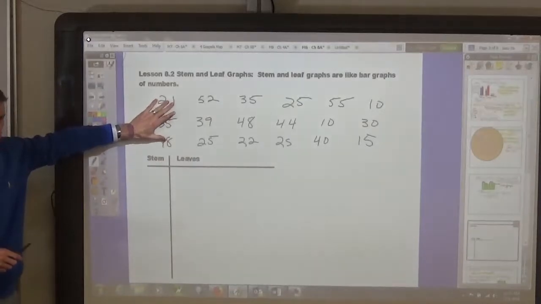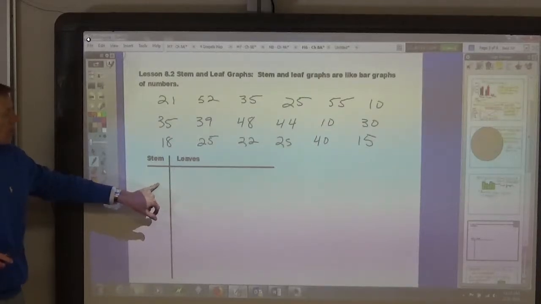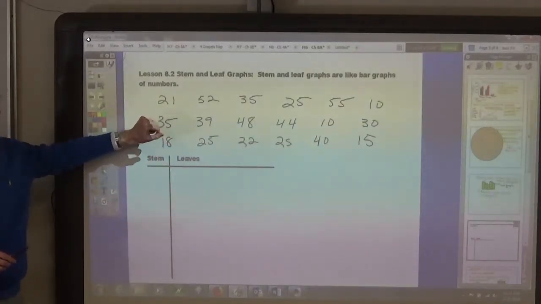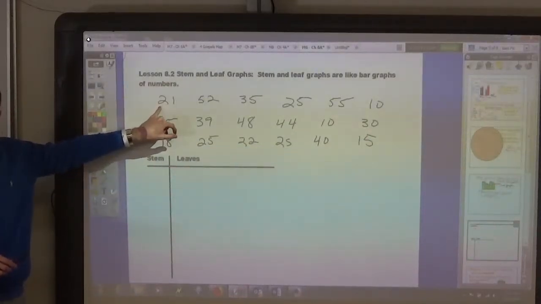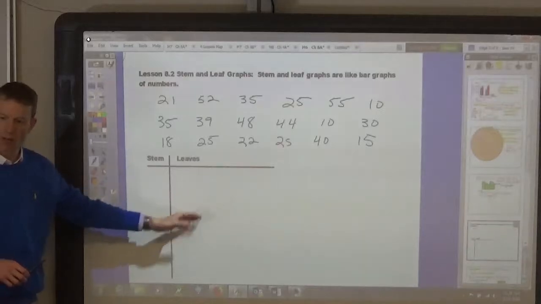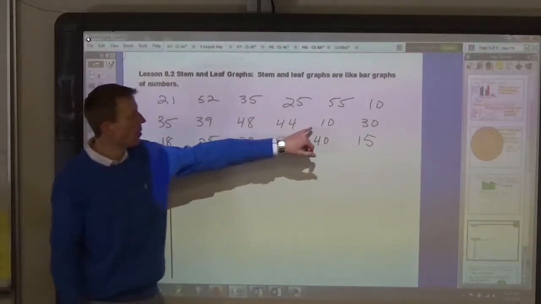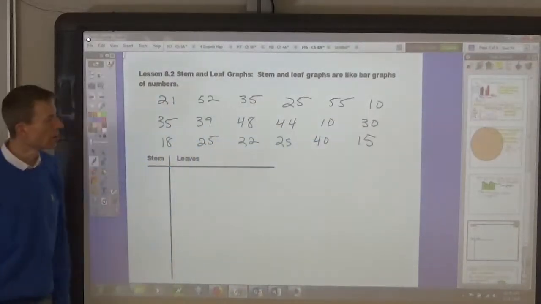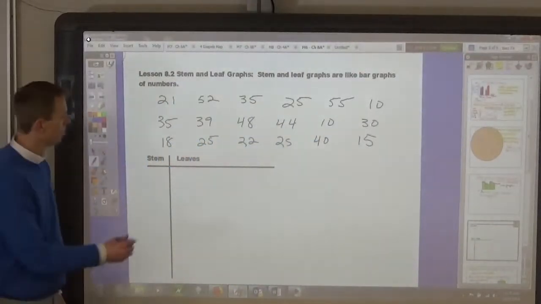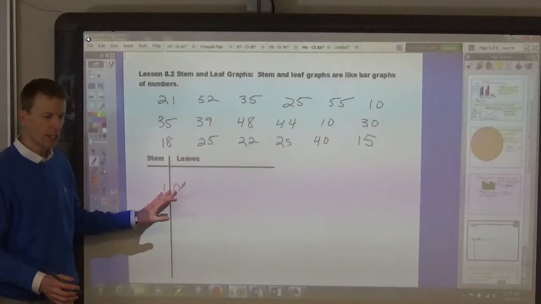So here's a set of numbers. We're going to put these onto our chart, our stem and leaf graph. Now, the stem on a stem and leaf graph refers to the first part of the number. These are all two-digit numbers, so we can divide them by the tens place and the ones place. Okay? And we want to start with the lowest numbers. The lowest numbers are tens. So we'll put the tens on and cross them off as we go. Okay? So do this in your notes right now.